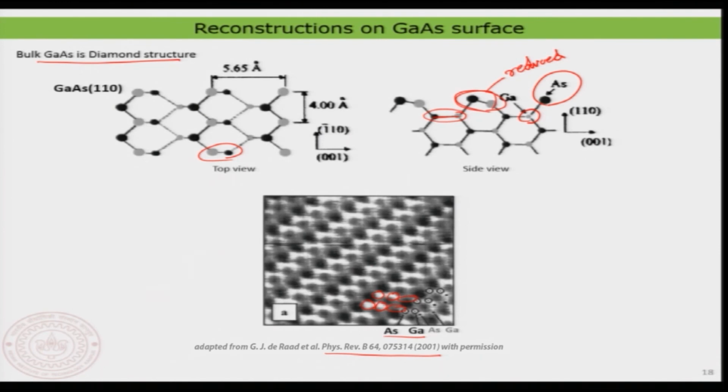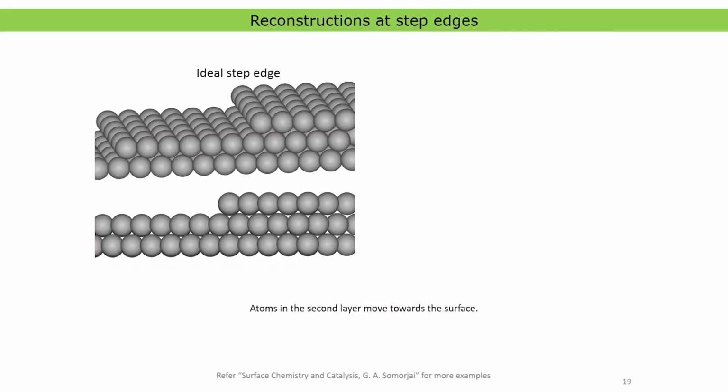Now, any surface that you take undergoes reconstruction, and the key message of any reconstruction is that the surface does it to reduce the surface energy, and also to increase the coordination number of each surface atom. So now the question is whether reconstruction happens at step edges.